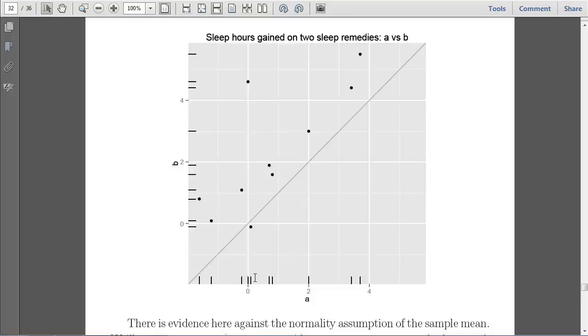There are some people, 3, maybe 4 individuals, maybe just 3, who have less sleep on remedy A along the horizontal axis. And on the vertical axis, there's only one person who has slightly less than average sleep on remedy B, but basically the same as their average amount of sleep, but everyone else had more. And you can also see that the points are above the line, which indicates that you get more sleep on remedy B than on A.